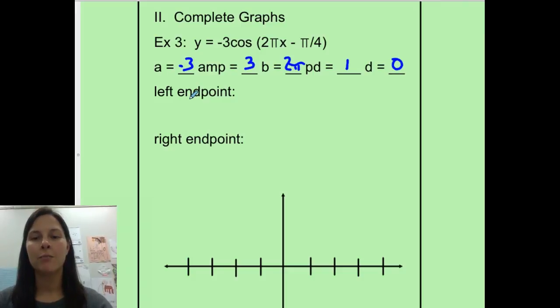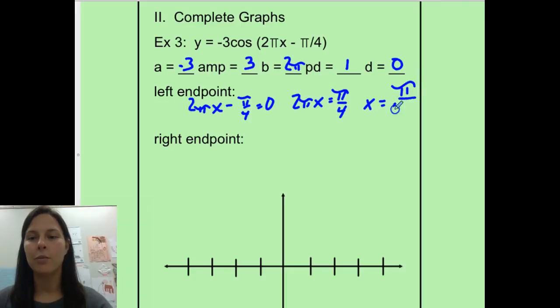That pi over 4 that we're subtracting is inside the parentheses, not outside. To find our left endpoint, we set everything inside the parentheses equal to 0 and solve for x, adding that pi over 4 to both sides. When I divide by 2 pi, that goes in the denominator to be multiplied with the 4. Our pi's cancel, leaving us with 1 over 8.